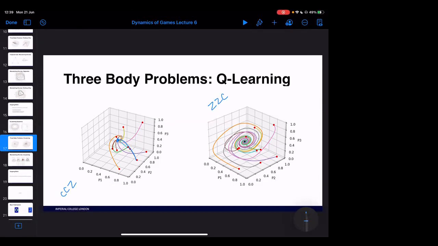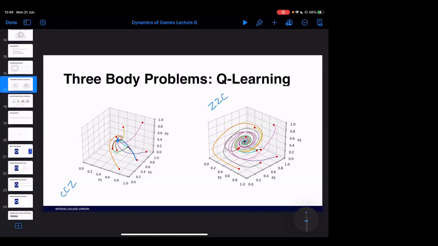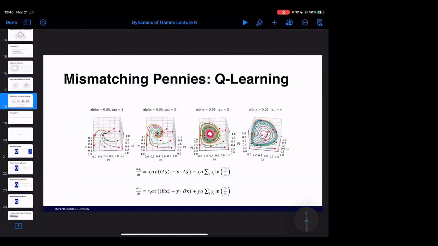Now, once we've established this, and once we've run it for a number of experiments, which we have, and seen convergence in pretty much all games, we need to ask, okay, what about this mismatching pennies game? That has seemed to baffle both replicator and fictitious play. What about Q-learning? Is there some glimmer of hope? As it turns out, there is.